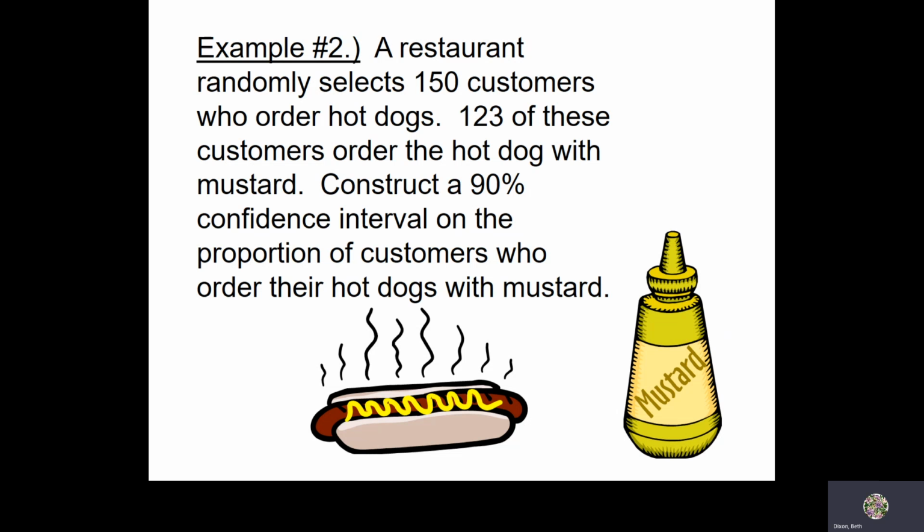Our example number 2 is: a restaurant randomly selects 150 customers who order hot dogs. 123 of these customers order the hot dogs with mustard. Construct a 90% confidence interval on the proportion of customers who order their hot dogs with mustard.